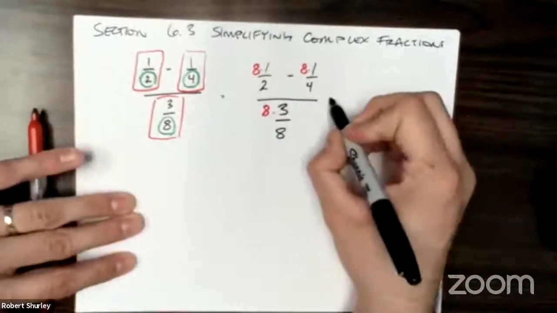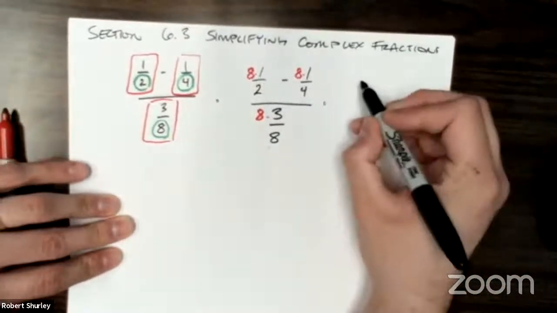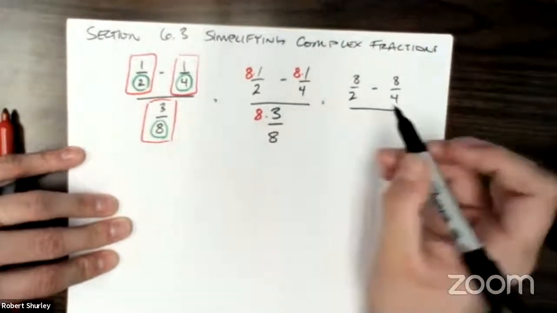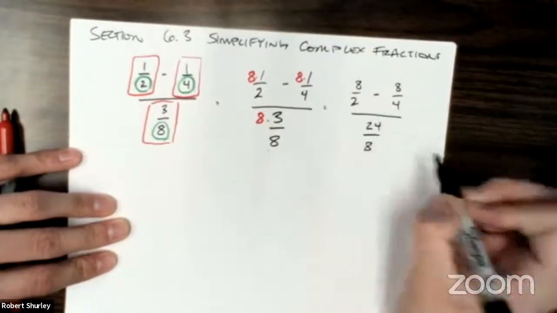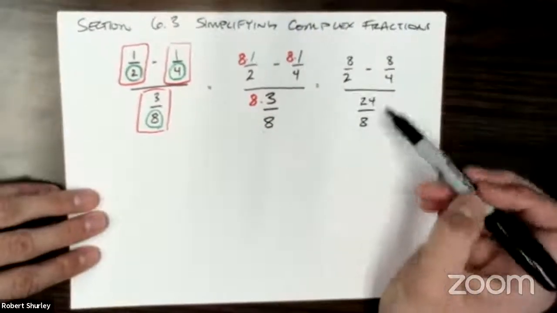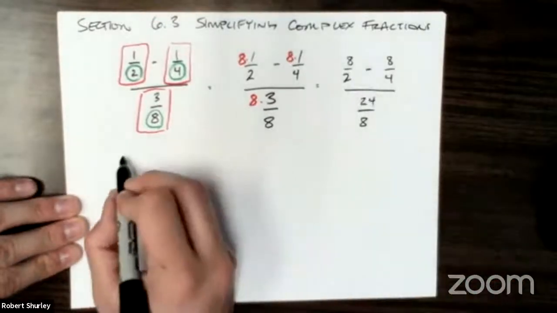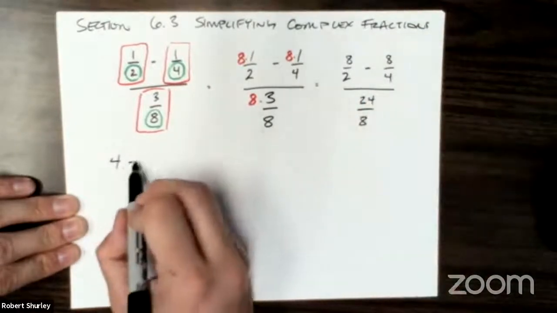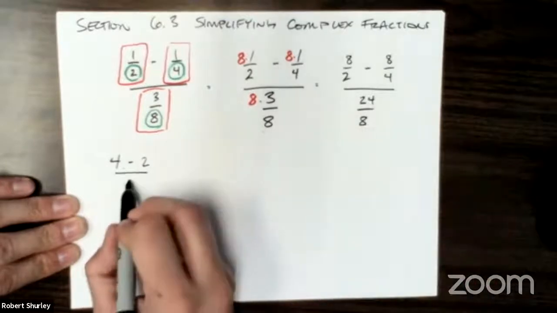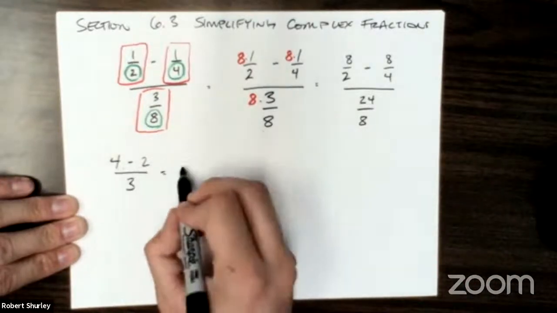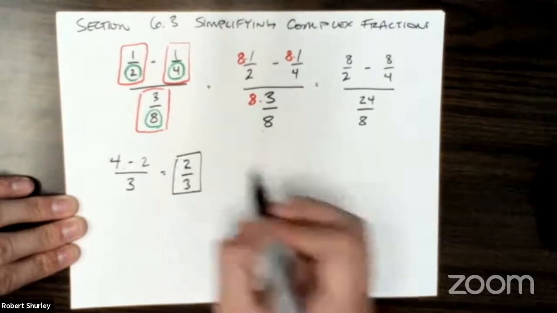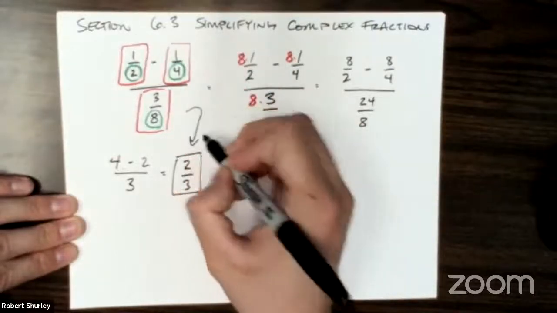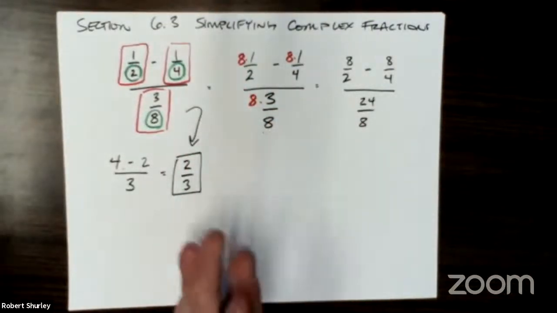But let's see what happens when we do this. I'm going to take an extra step here. 8 times 1, that's 8/2. 8 times 1, that's 8/4. Over 8 times 3, that's 24, over 8. And if we do this correctly, each one of these will divide evenly. 8 divided by 2 is 4, minus 8 divided by 4 is 2, over 24 divided by 8 is 3. So we wind up with 4 minus 2, that's just 2/3. Check that out. This whole big fraction simplified down into just 2/3. And really that's what we're doing today.